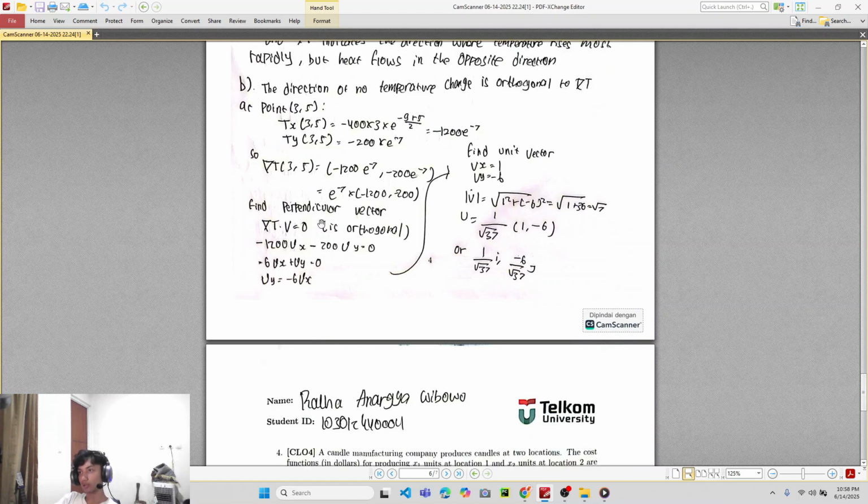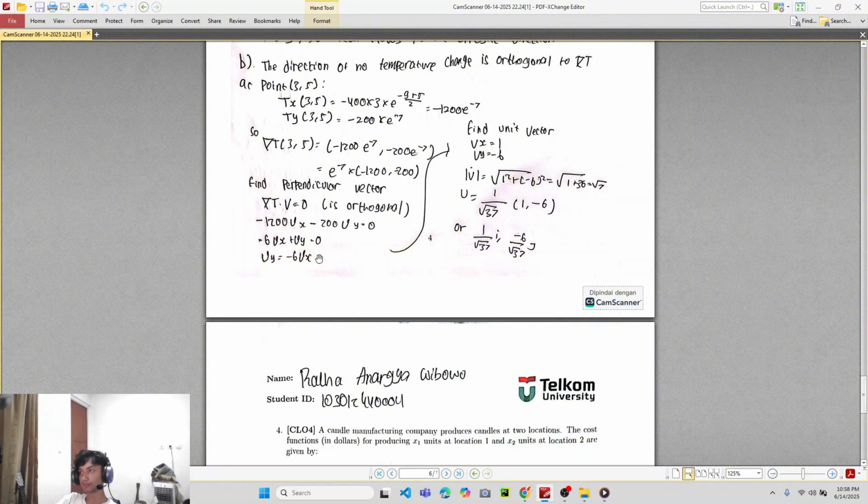Then we need to find the perpendicular vector, where gradient T dot v is 0. So negative 1200 vx minus 200 vy equals 0. So 6 vx plus vy equals 0, which means vy is negative 6 vx.